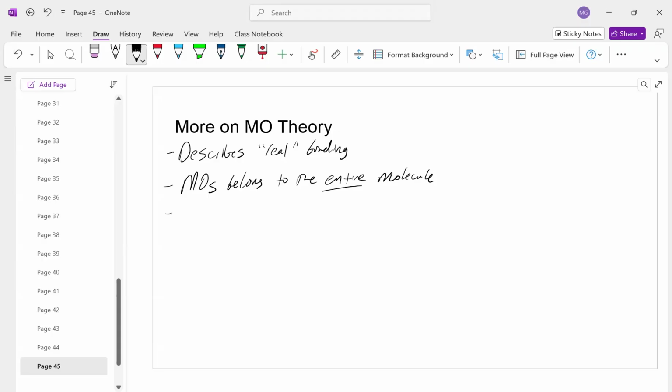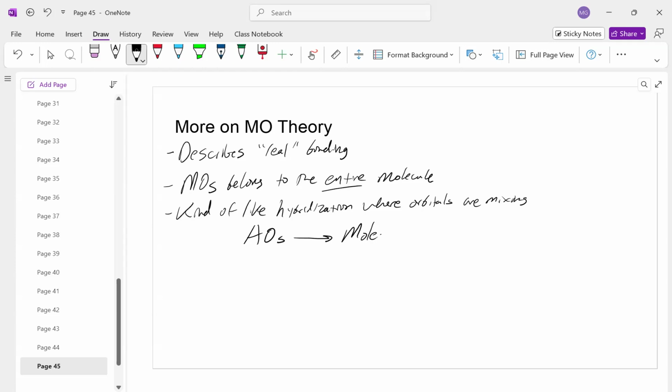And this is kind of like hybridization in that we're mixing orbitals. And so what we're going to do is take atomic orbitals and mix them up to become molecular orbitals.